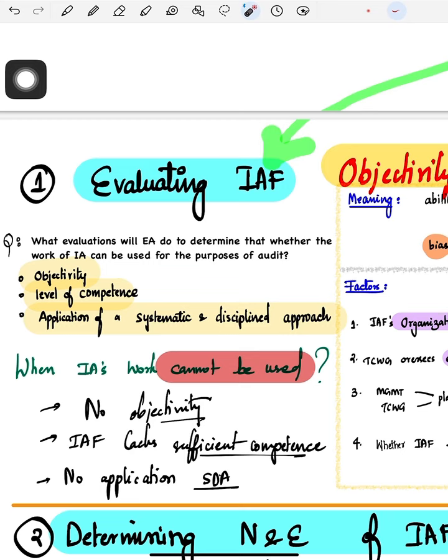So in the exam they might ask you, when the internal auditor's work cannot be used. It is just the opposite of this. If he is not objective, if he does not have any competence, if he is not applying a systematic and disciplined approach, then in that case you will not use his work. Okay. So the opposite way also it can be tested. Okay. So now let us understand what is the meaning of objectivity, competence, and application of systematic and disciplined approach.